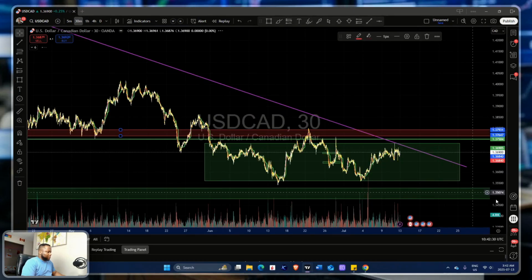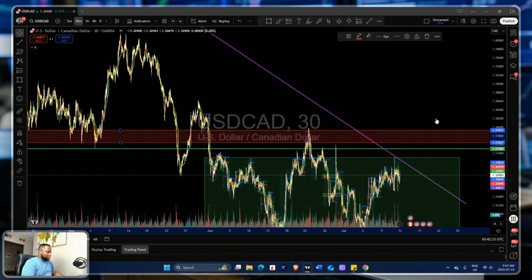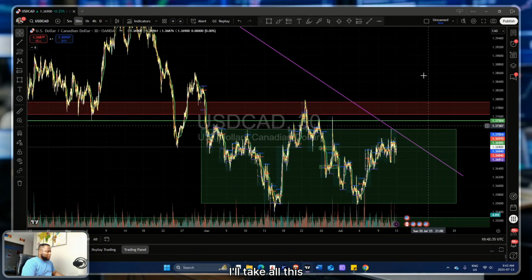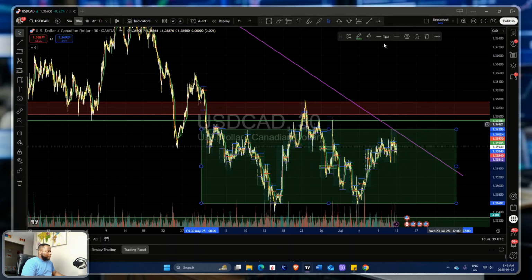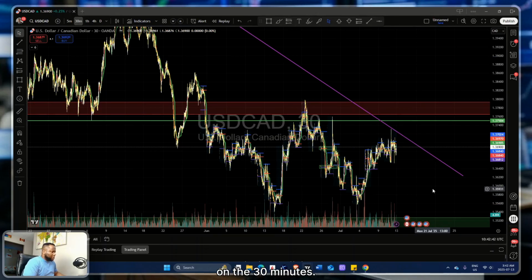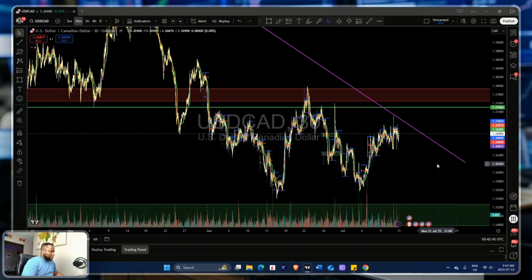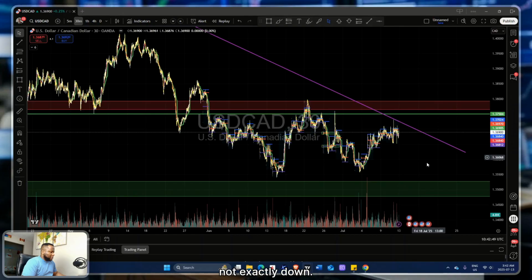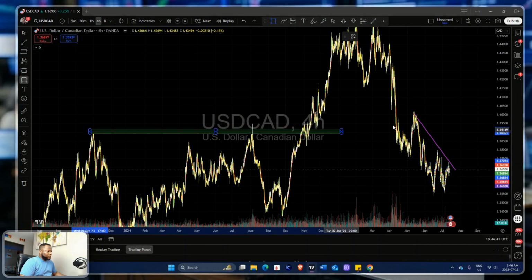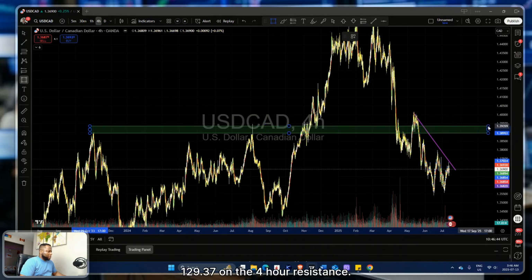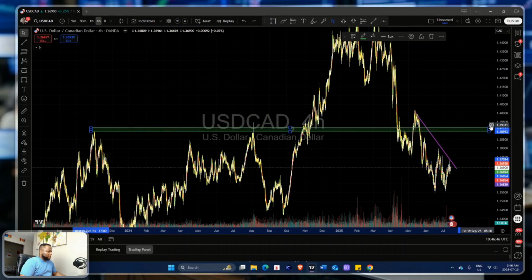On the 30 minutes, what do I see? On the 30 minutes here, price is just doing a zigzag move, not exactly up, not exactly down. The resistance zone here on the 4 hour is 129.37, and we have that there.